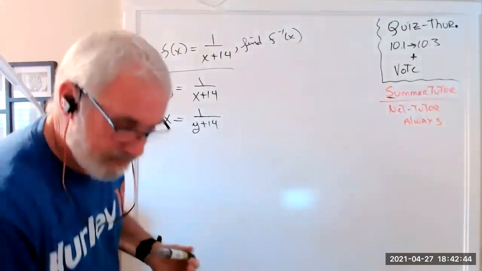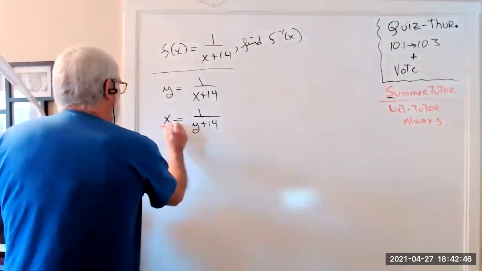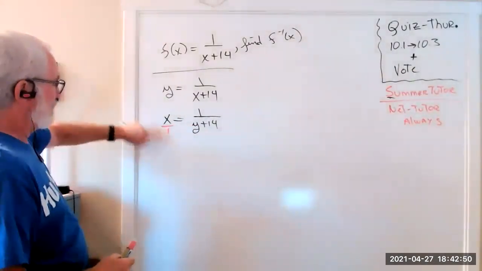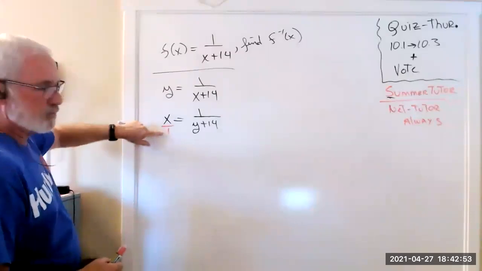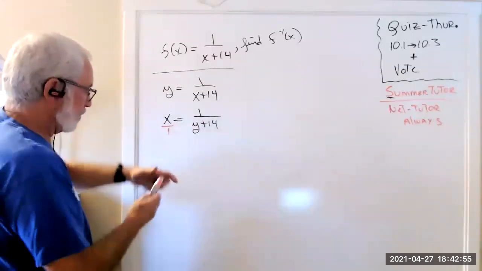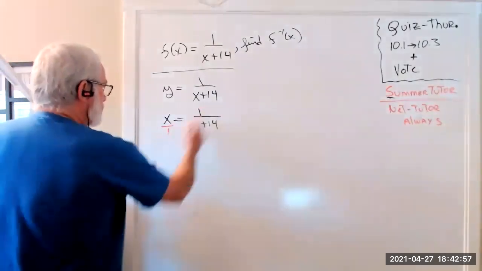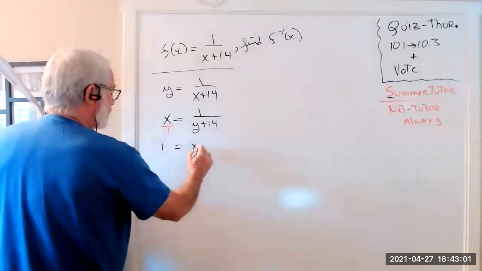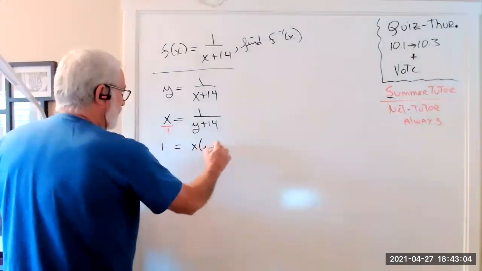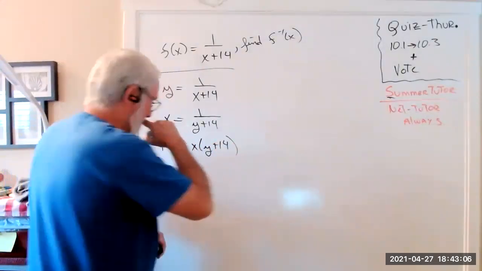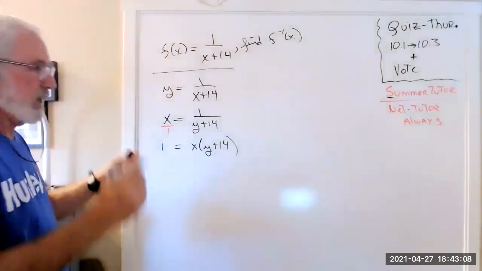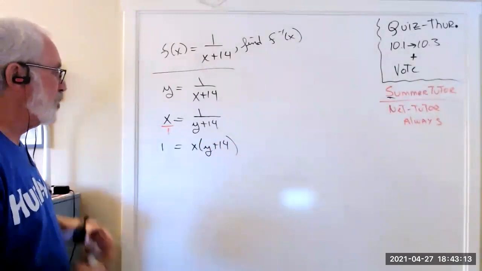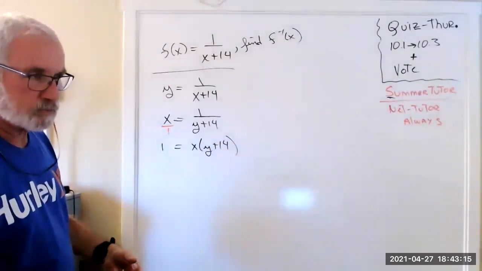So I am going to cross multiply. That's my favorite thing. Put a 1 under here so I can cross multiply. So if I cross this way, I get 1 equals x times y plus 14. Okay, now the game is solve for the new y. Get the new y alone.